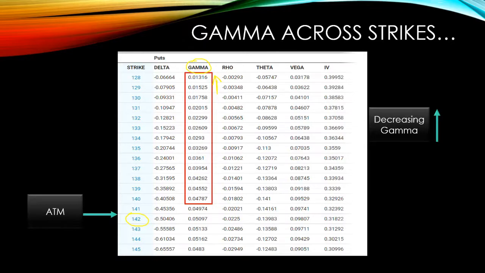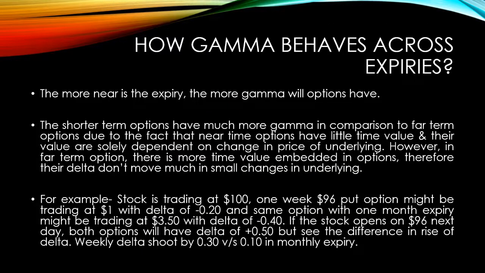Now move on to the next slide. So how does gamma behave across different expiries? All of you must know that there are different expiries in today's modern option trading world. The nearer the expiry, the more gamma the options will have. So this is the general principle.